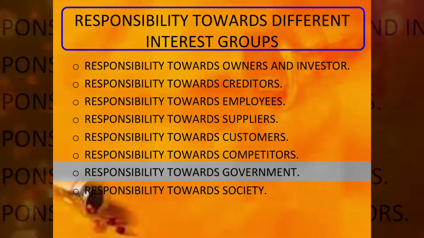Next, responsibility of business towards government. The first one is setting up units as per guidelines of the government. Second, proper payment of fees, duties and taxes regularly as well as honestly.